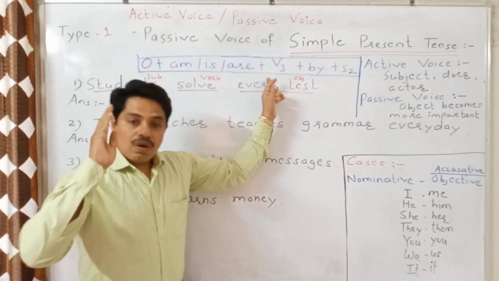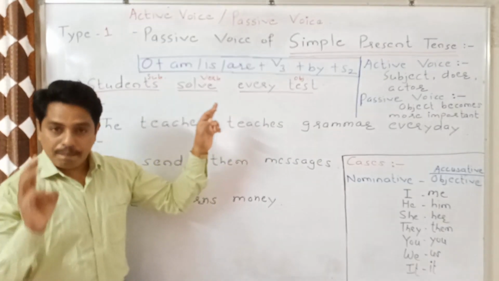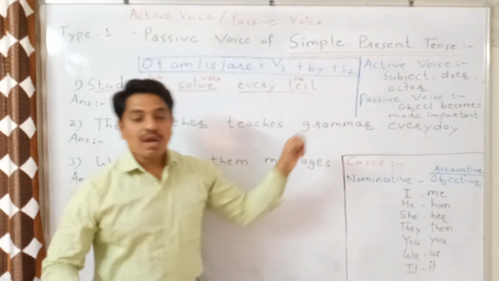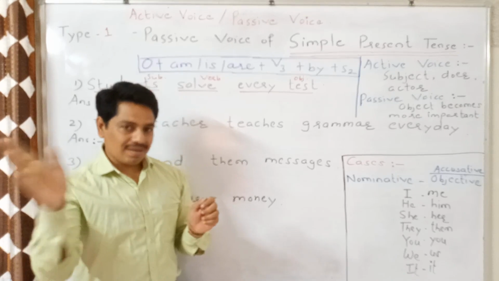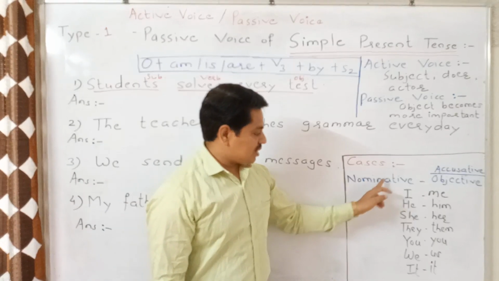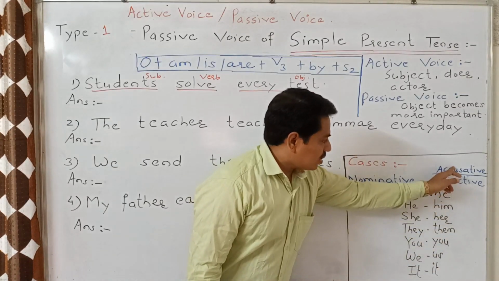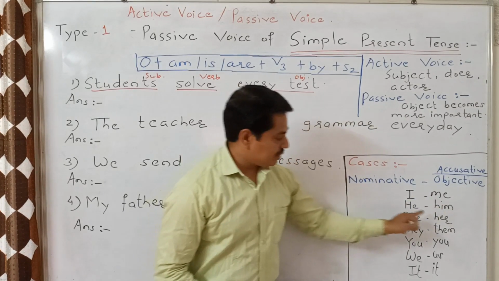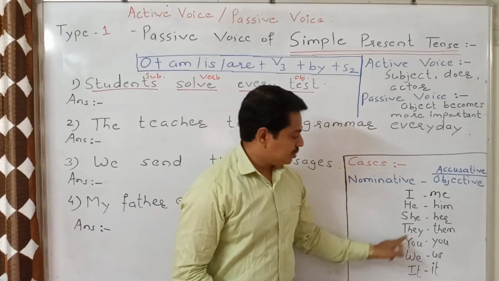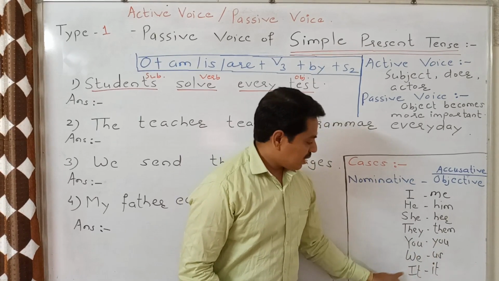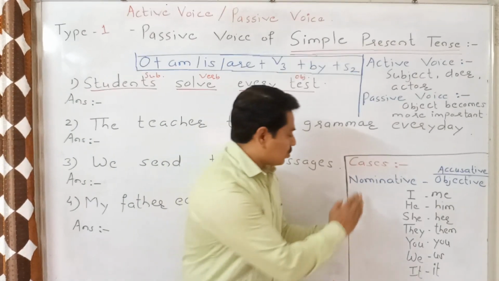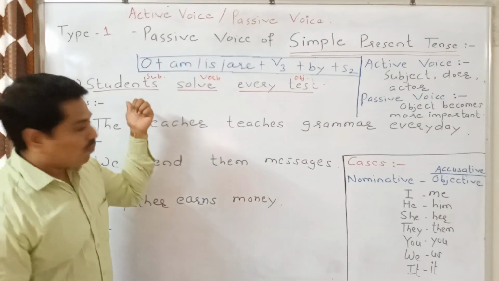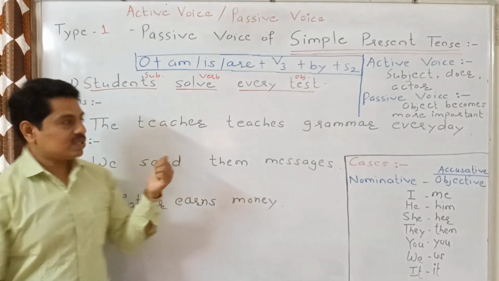And in passive voice, we always have to use V3, the past participle of the verb, plus by and then S2. S2 means the accusative or objective case of the subject. Here, these are the nominatives and these are the accusative or objective cases: I, me; he, him; she, her; they, them; you; we, us; it. Like this, we have to convert the nominative cases into objective cases. Now, one by one, we will solve these sentences.